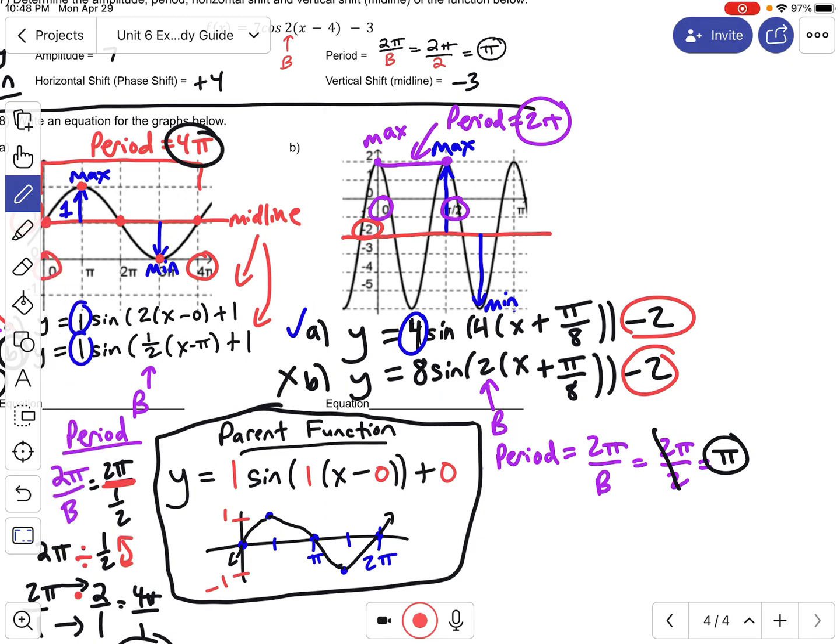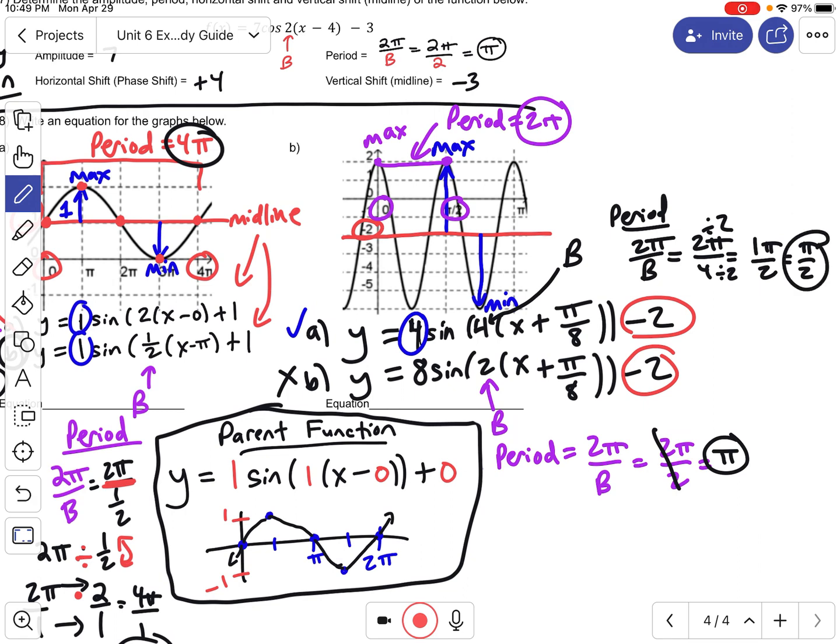But just to make sure that A is the correct answer, we could take this value of 4, which is our B value, and plug it into the formula for the period, which is again 2 pi over B. In this case, we have a 4 for B, so that's going to be 2 pi over 4, and that'll reduce by 2, and we'd end up getting 1 pi over 2, or pi halves.